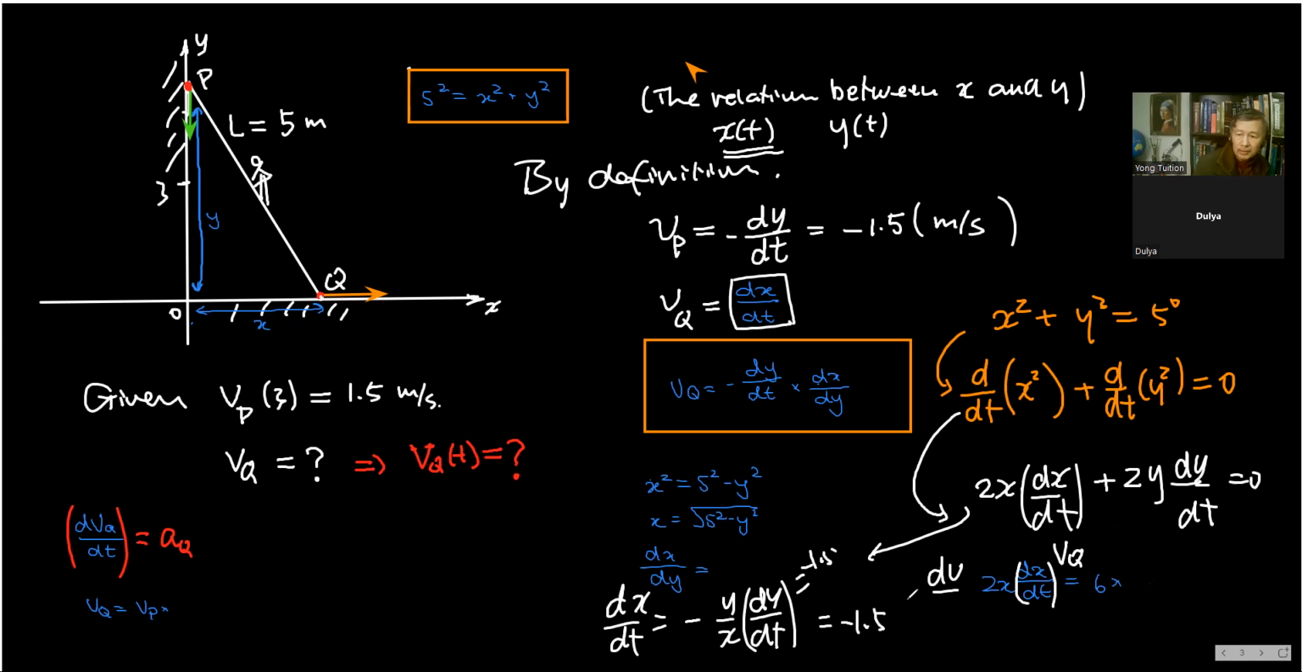And y is 3. What is x? You use the Pythagorean rule. You have a triangle, this is 3, this is 4, there must be 4. So x is 4. That's it. We solved the problem now. So at y equal to 3, x must equal 4, and we can just figure out v.